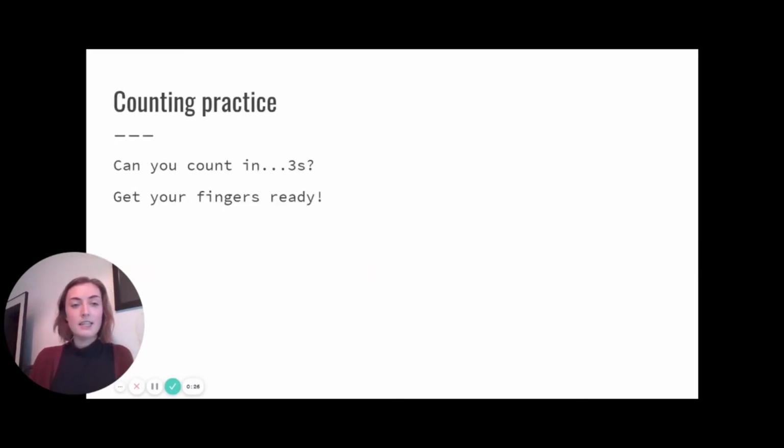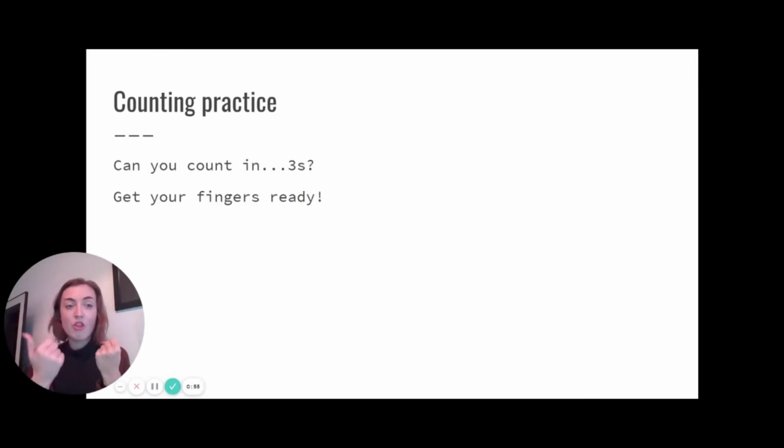Today our counting practice is going to be remembering, can you count in threes? Get your fingers ready. Let's see if we can count in threes all the way to 36. Ready? Let's go. 3, 6, 9, 12, 15, 18, 21, 24, 27, 30, 33, 36. Well remembered. Let's see if you can do it without me saying anything.